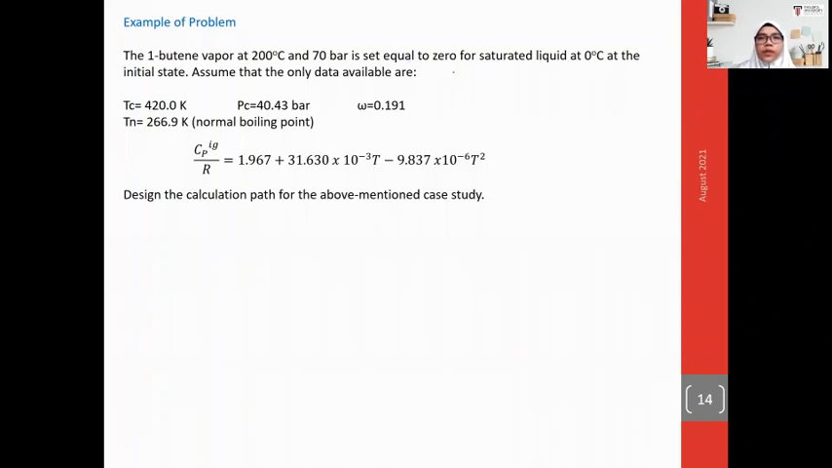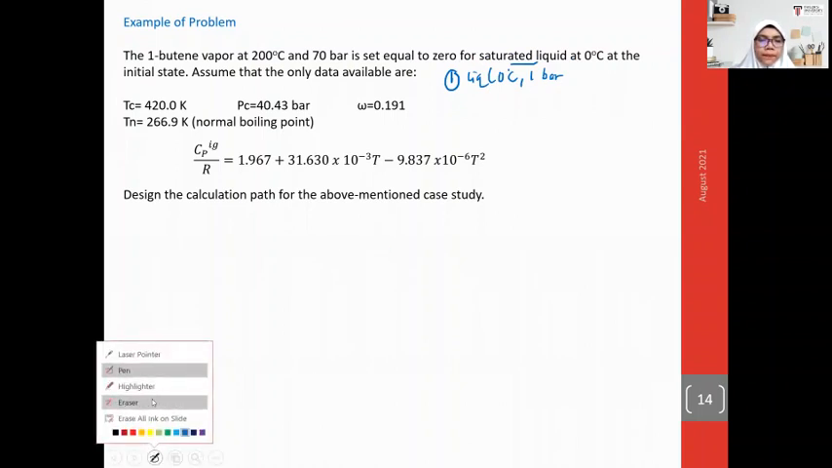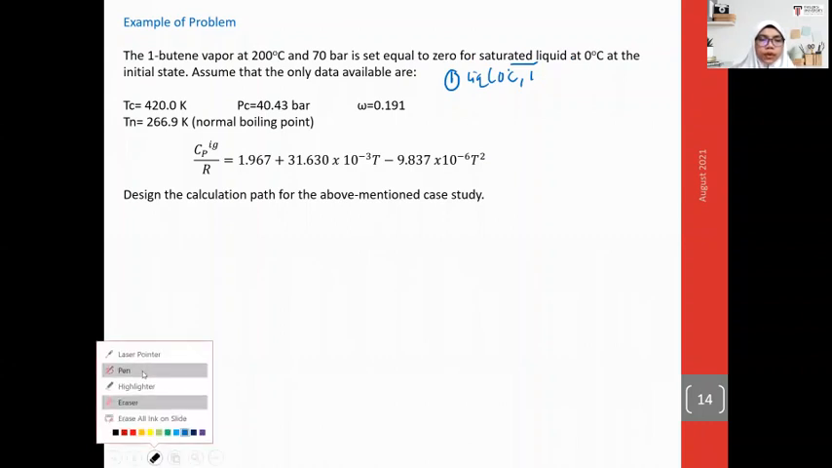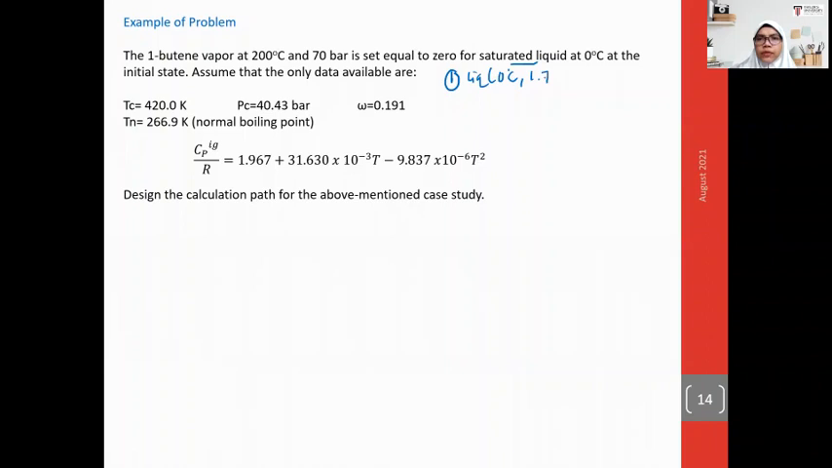Okay, so our first state is a liquid at 0 degrees Celsius, saturated. That means at 1 atm, which is equal to 1.771 bar.